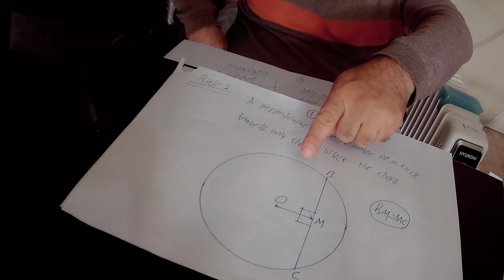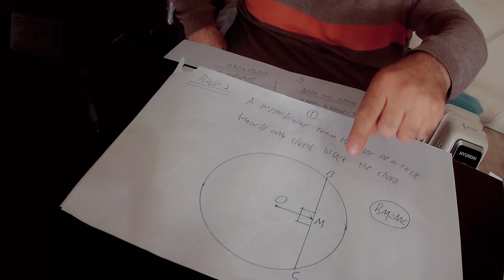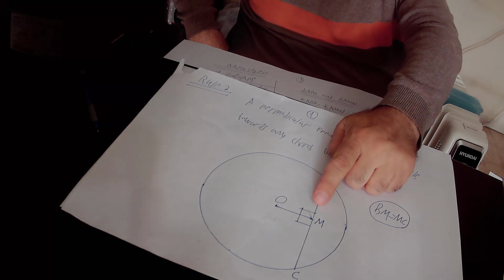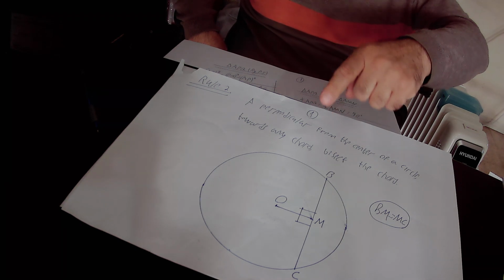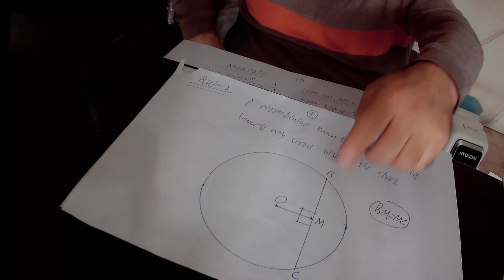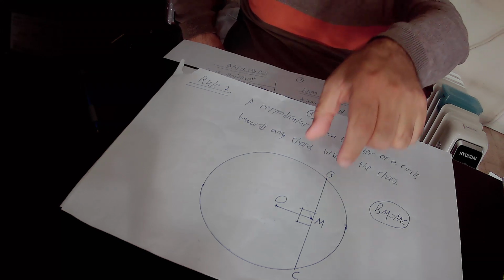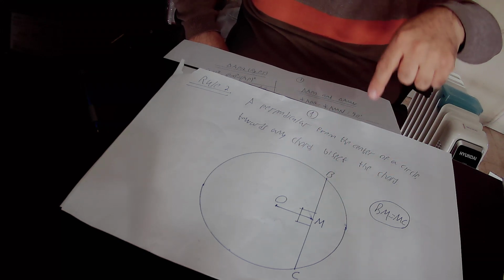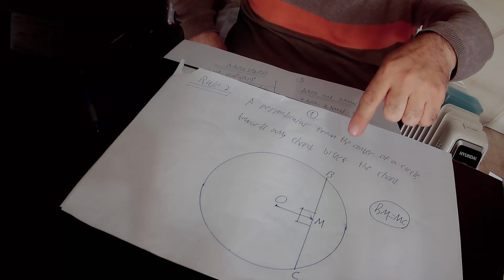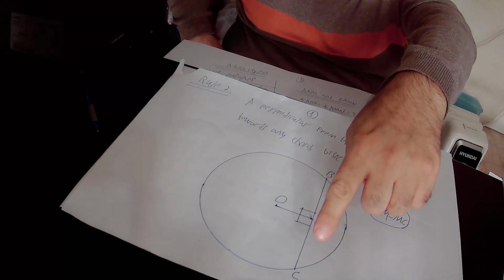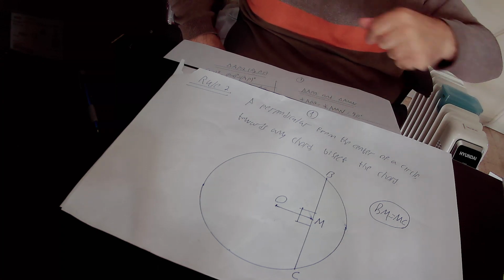From point O, we draw a perpendicular on chord BC. So this angle equals 90 degrees and this angle equals 90 degrees according to our construction. We define the touching point of the perpendicular from point O and BC as M. So the perpendicular OM bisects chord BC. It means that it divides chord BC into two halves. The first half is BM and the second half is MC. And therefore BM equals MC.